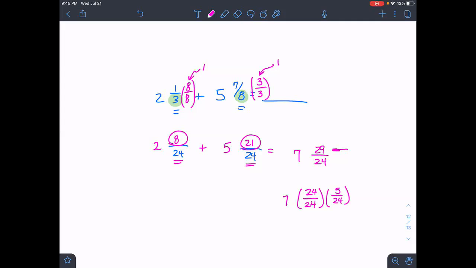So again, I'm taking out 24 from the top. This we already know to be 1, so I'm going to add that 1 to the whole number. So this becomes 8 and 5/24.